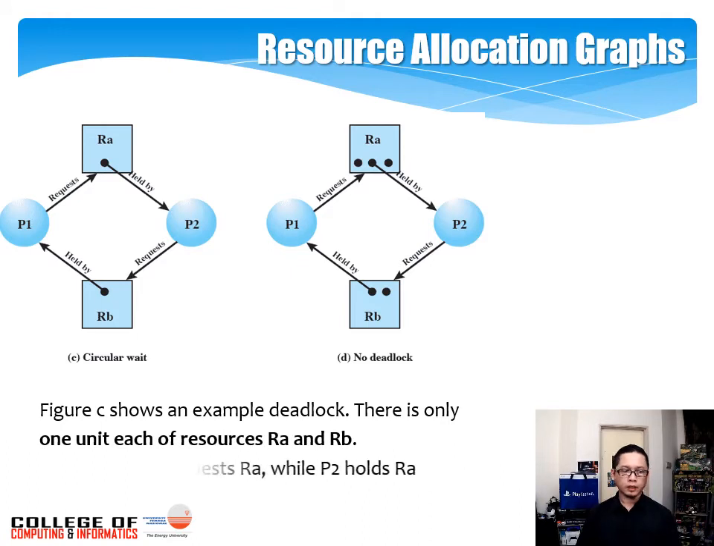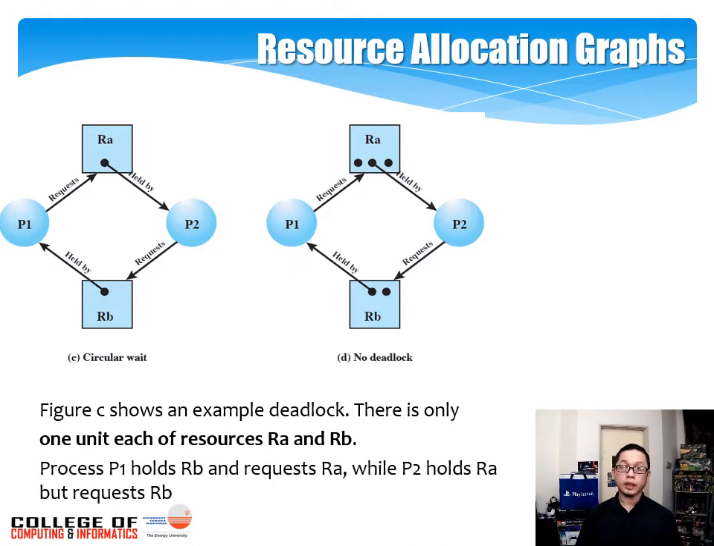Here we have P1 with the arrow pointing towards resource A, and from resource A the arrow points towards process 2, and then from process 2 the arrow points towards resource B. How do we read it? P1 is requesting the use of resource A, and at the same time resource A is being held by process P2. Process P2 is requesting the use of resource B, while resource B at the same time is being held by process 1.